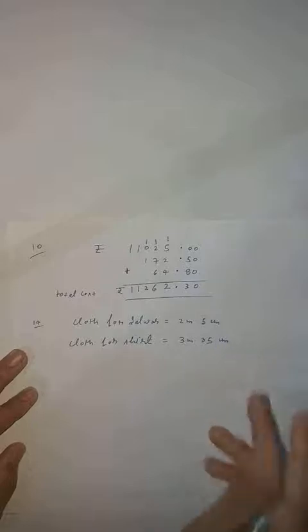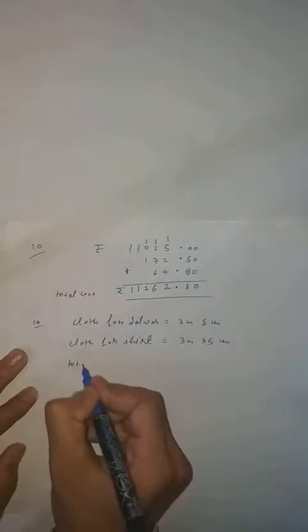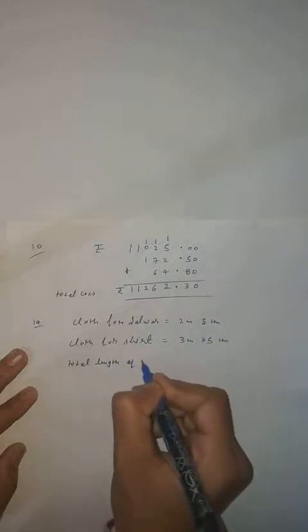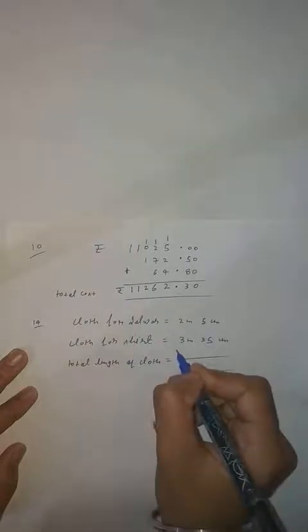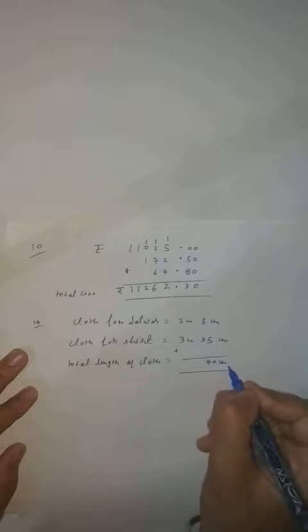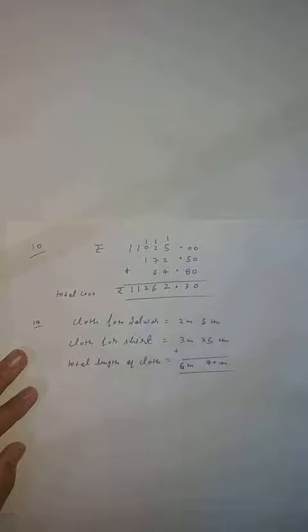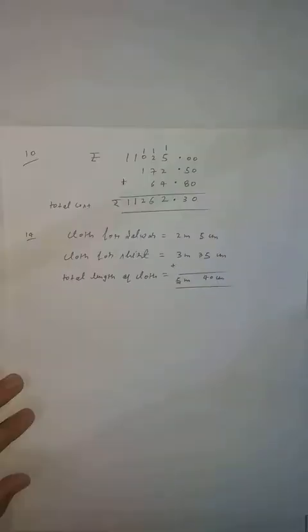Clear students? What is given? Find the total length of the cloth. You will write down total length of cloth equals, now you have to find out the total. What will you do? You will add 35 plus 5, it will become 40 centimeter, and 3 plus 2, it will become 5 meter. So the total length of cloth is what? 5 meter and 40 centimeter.